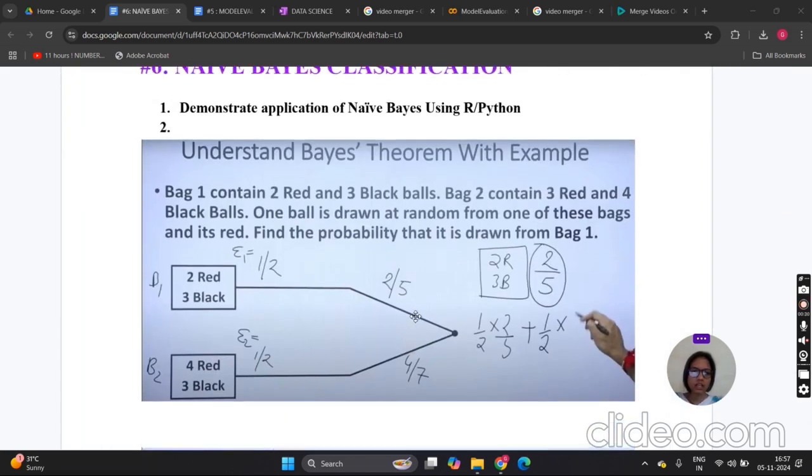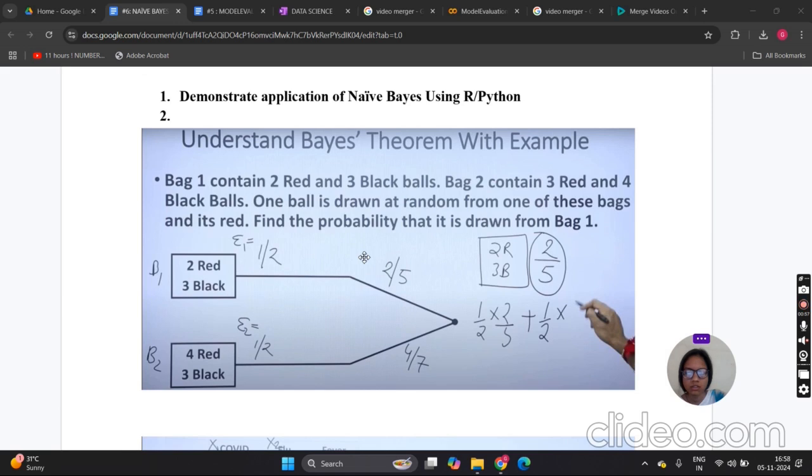First of all, we understand the Bayes theorem here. Bag 1 contains 2 red and 3 black balls. Bag 2 contains 3 red and 4 black balls. One ball is drawn at random from one of these bags and it's red. Find the probability that it is drawn from the bag. So in this case, we need to use the Bayes theorem here.